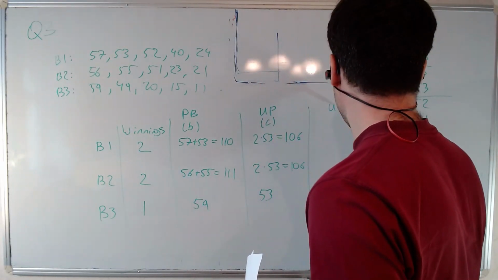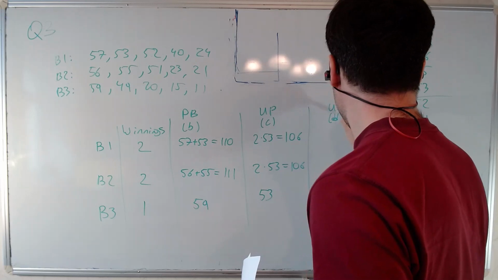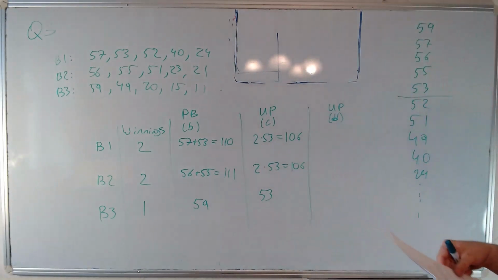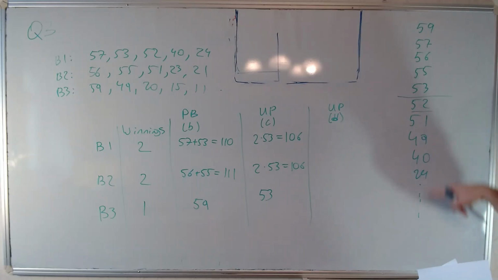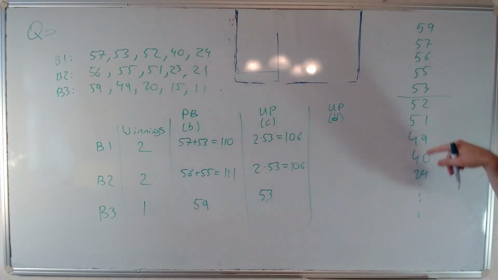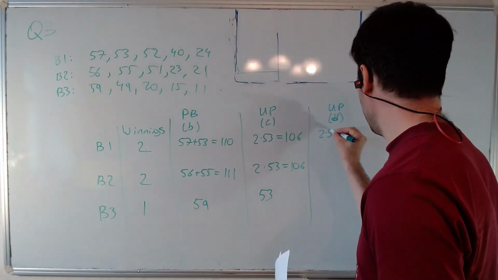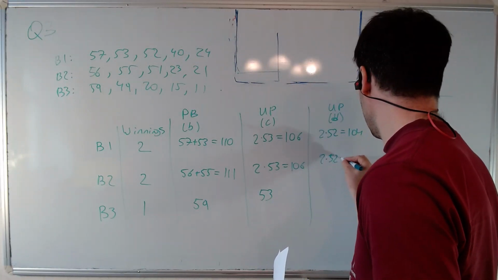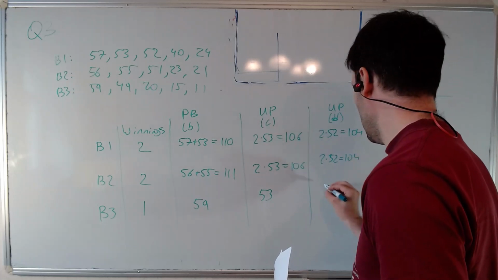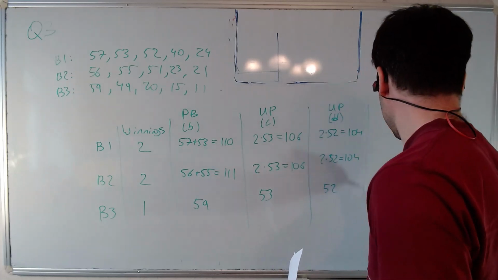For part D, we have uniform price auction with highest rejected, so that will be 52, because it's a rejected bid, but it's the highest one. So we have 2 times 52, 104, 2 times 52, 104, and 52.